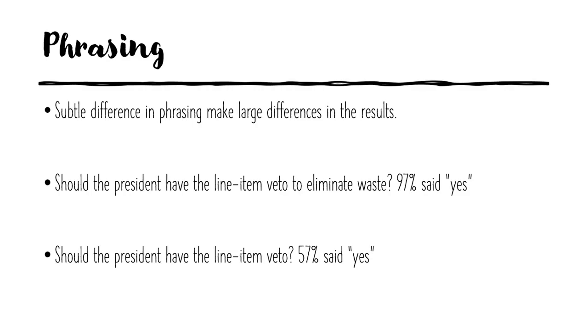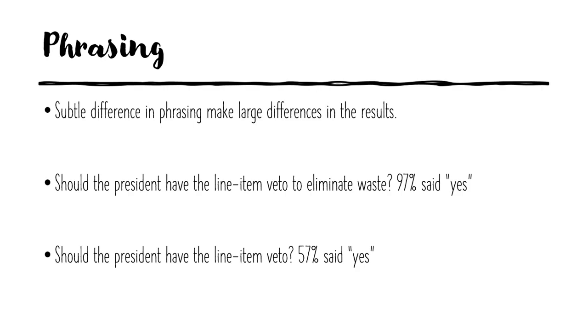Last one here is phrasing. How you phrase a question could have a big difference in the results of the question. For example, should the president have line item vetoes to eliminate waste? Okay, that question right there, most people say yes. The president should be able to have line item vetoes to eliminate waste.